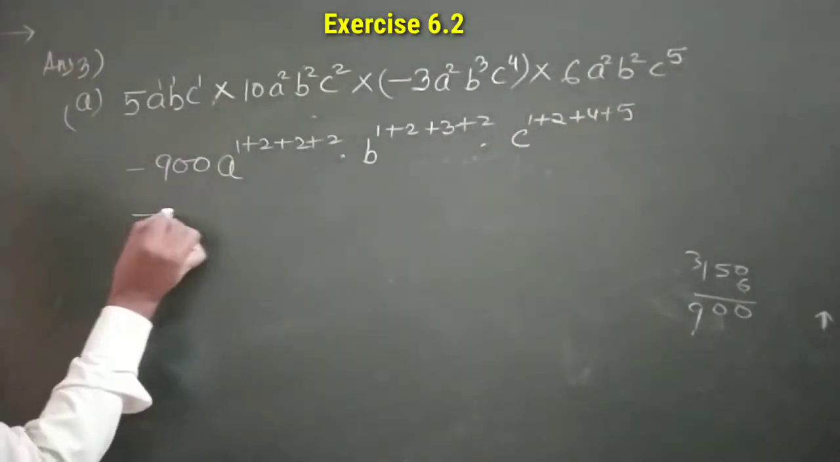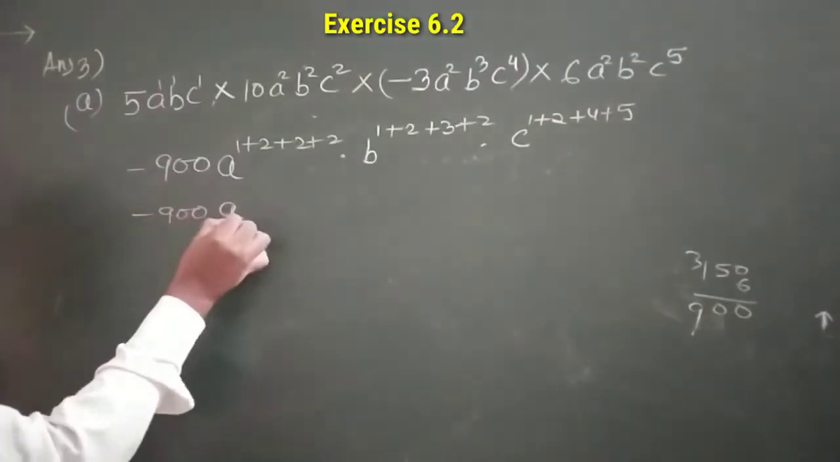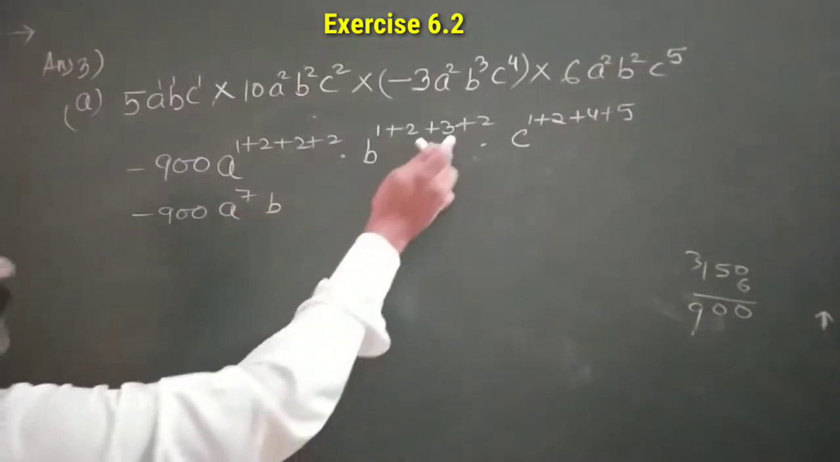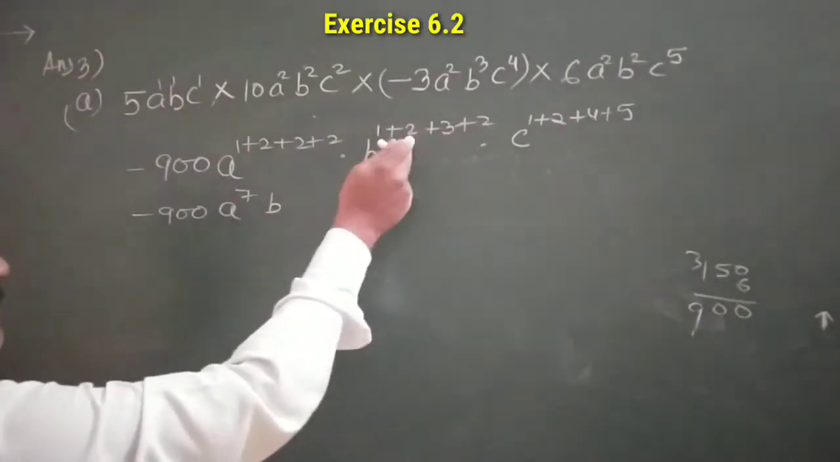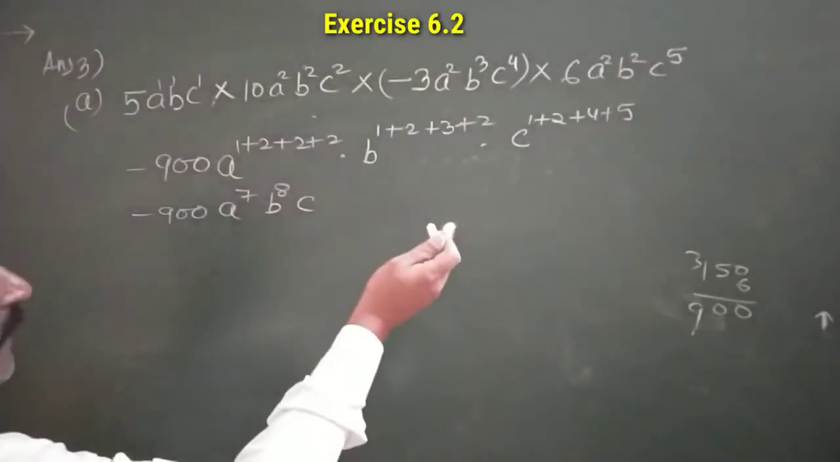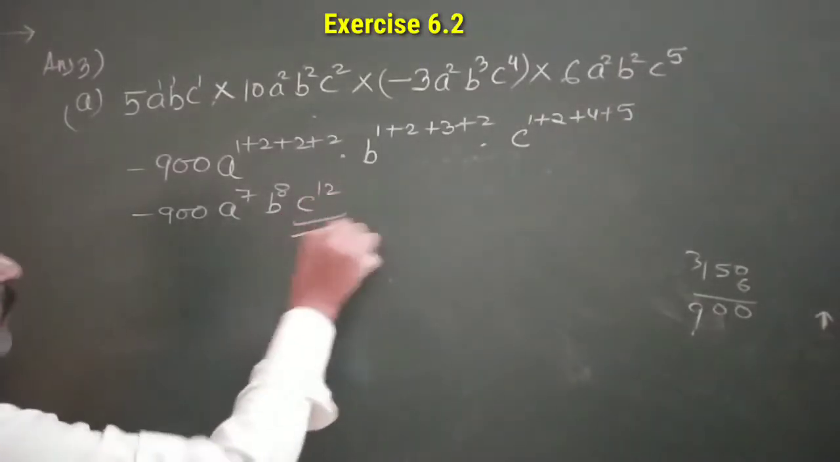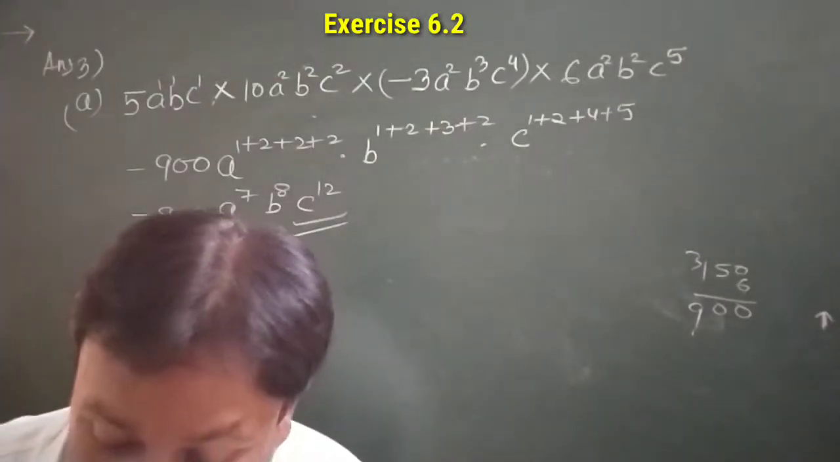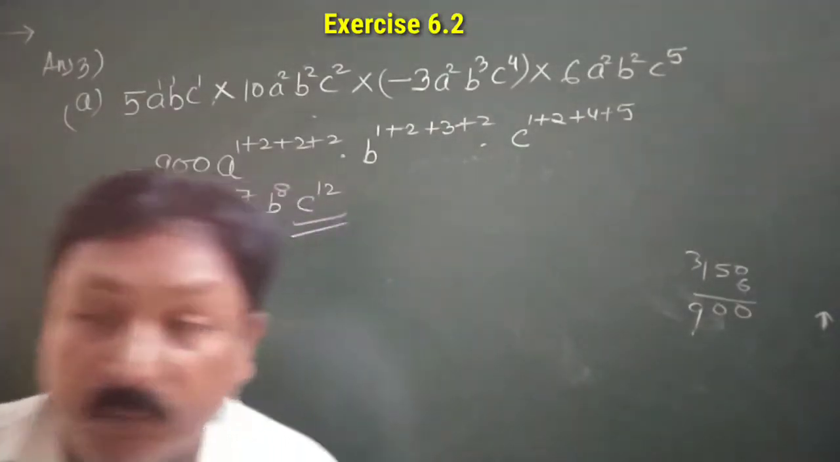So it will become minus 900. A raised to the power 6 plus 1, 7. B: 3 plus 2, 5, 7 and 1, 8. And then C: 5 plus 4, 9, 10, 11 and 1, 12. So this is our needed answer. In the same way you have to do part B. Part A and part B are same. Okay. Note it.